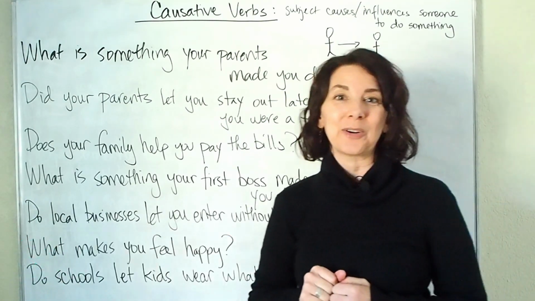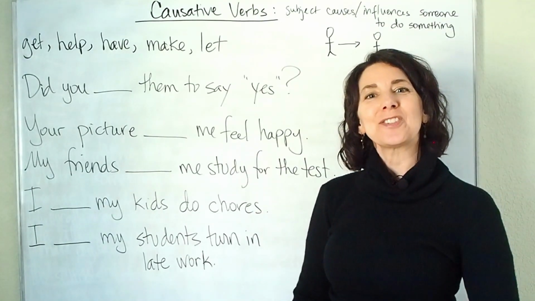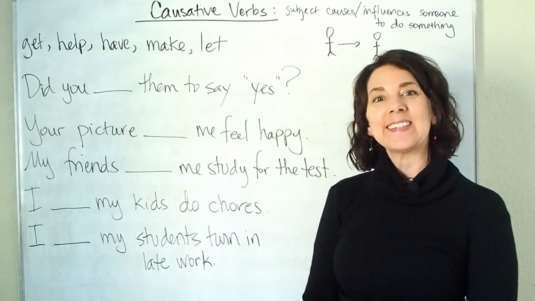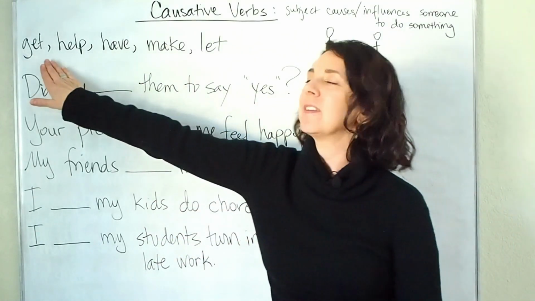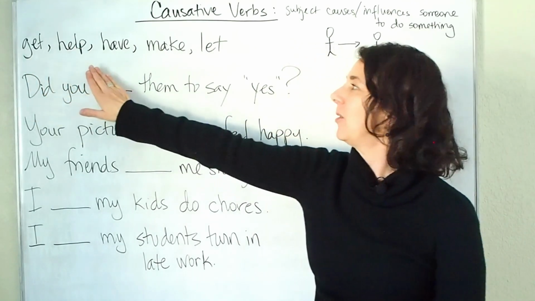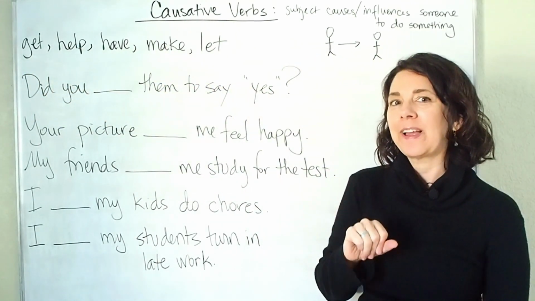Before we stop, let's take a quick quiz. Let's check your knowledge with a quick quiz. I have 5 sentences and you need to fill in the sentences with the correct verb. We're going to try using get, help, have, make, or let.